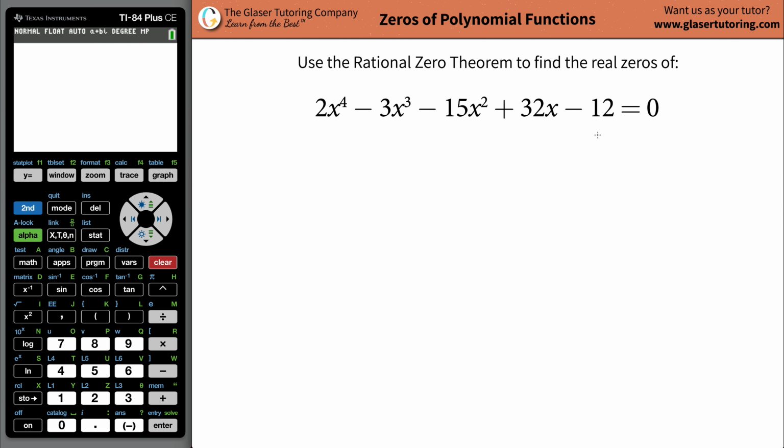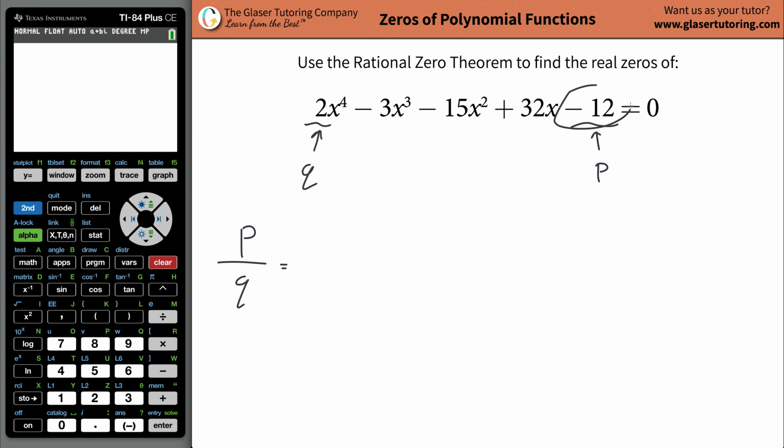It basically says this: if you take the factors of your constant term, and you call those factors p, and you take the factors of the leading coefficient, which is the coefficient of the highest power of x, and you call them q, if you take the factors p and divide them by the factors q, you're going to get a list of possible real rational zeros. Okay? So what are the factors?